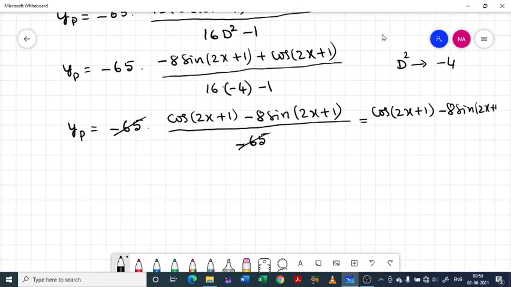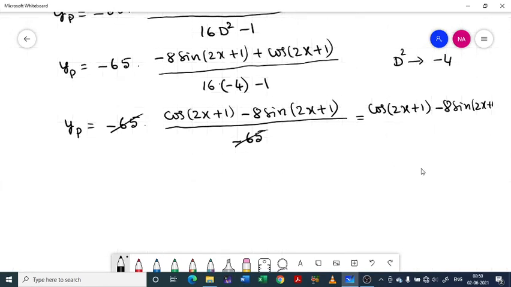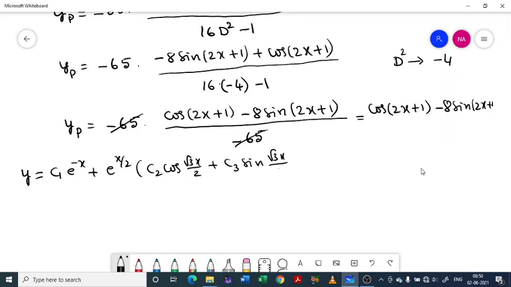Hence the general solution y equal to c1 e power minus x plus e power x by 2 into c2 cos root 3x by 2 plus c3 sin root 3x by 2 plus cos of 2x plus 1 minus 8 sin of 2x plus 1. Okay, so that is the required solution.